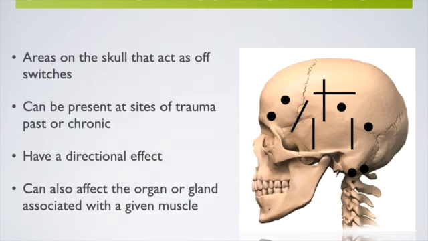So what are these receptors? Well, they act as turn-off switches. When they get activated, stretched or somehow activated, they will tend to cause inhibition in the related muscle, and they can also have an effect on the associated organ or gland that goes along with that muscle.